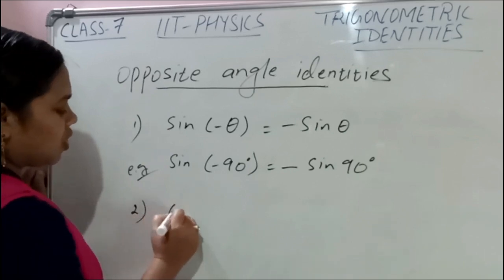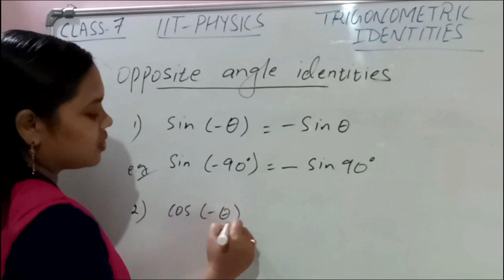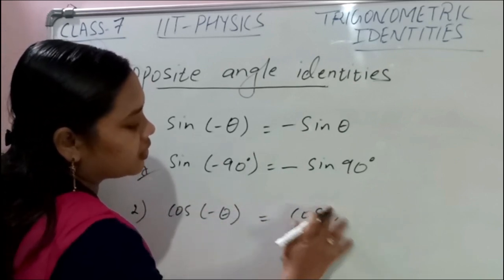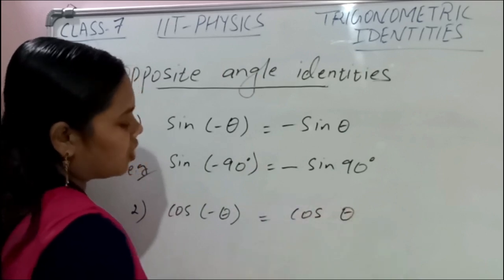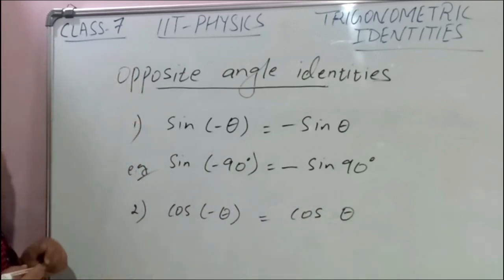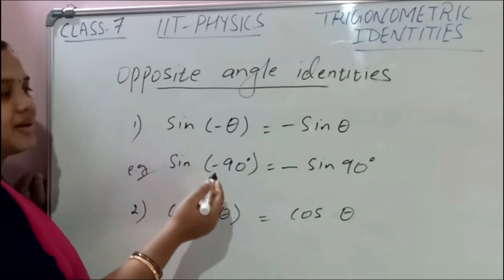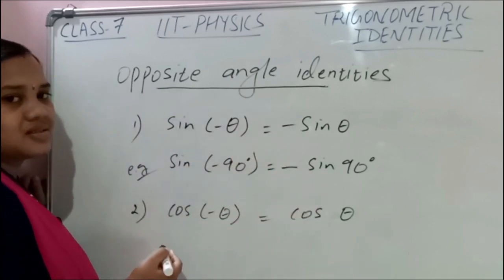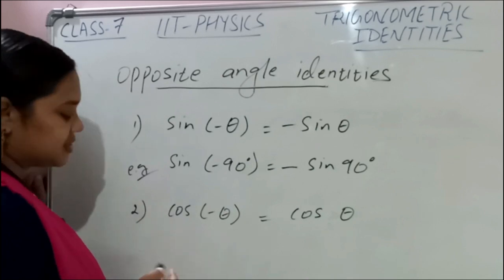Second one is cos of minus theta is equal to cos theta, positive. Sine of minus theta is equal to minus sine theta. Cos of minus theta is equal to plus cos theta.